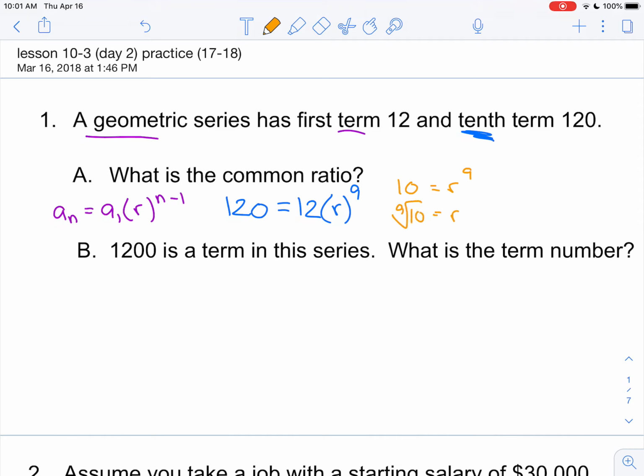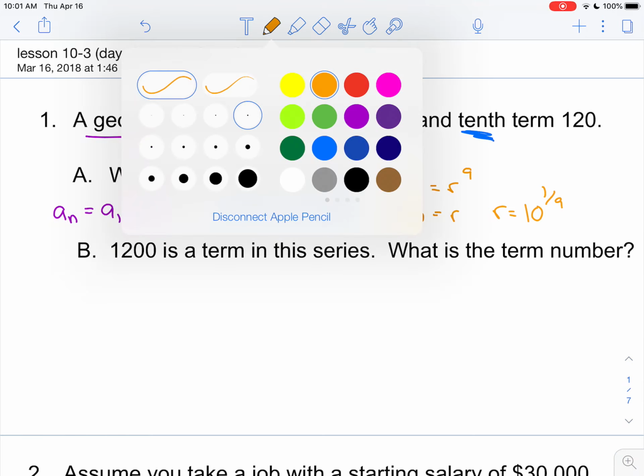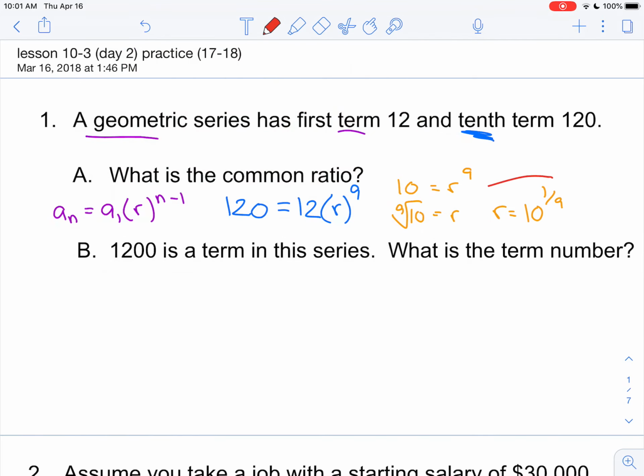I'm not totally in love with radicals. I actually would prefer to use exponents, but either one of those would be acceptable. So it's not the prettiest ratio, it's probably the ugliest one we have in the entire chapter, but that is the ratio. Now, next step, 1200 is another term in the series, so it's dealing with terms, so we're going to use the same purple formula that we used for part A, and let's see what happens here.